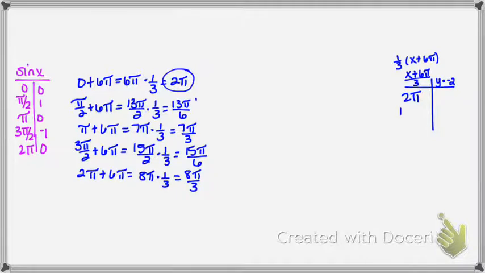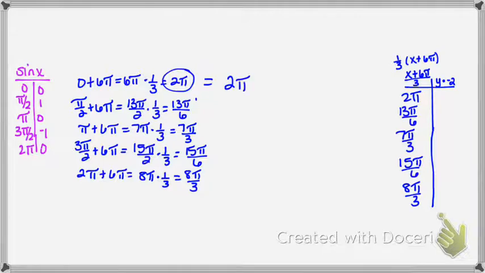Oops, I didn't keep writing them down. So 13 pi over 6, 7 pi over 3, 15 pi over 6, and 8 pi over 3. And I really ought to check and make sure that those are even increments. So I'm going to change these to decimals. So this would just be 2 pi.